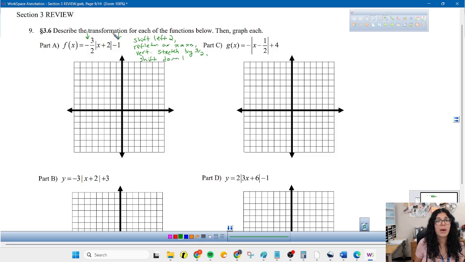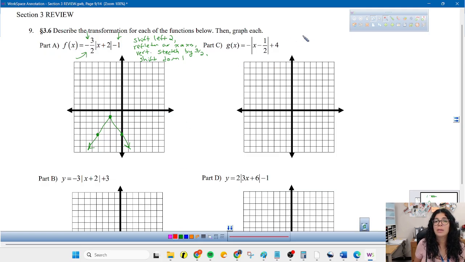Okay, to graph this, we can go ahead and graph the vertex, which would be -2, -1. And then we can use the A value as the slope to the right. So from that vertex, down 3 to the right 2 for the right side, and down 3 to the left 2 for the left side. And that is the graph. Let's do part C next.